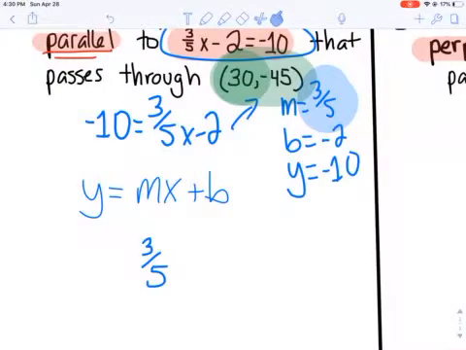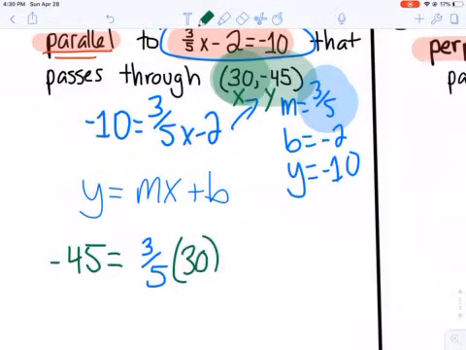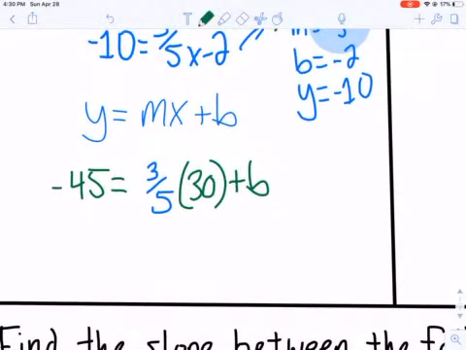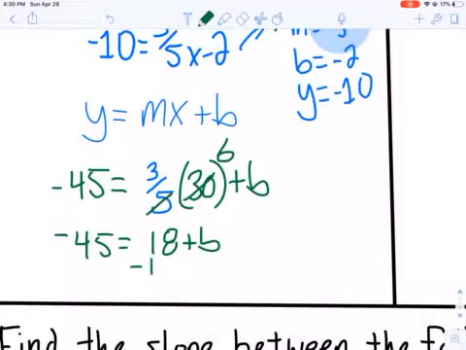But here's the thing. I can plug these values in because a coordinate is giving me an x value and a y value. So I can plug those into my equation. I can plug in negative 45 here. I can plug in positive 30. And that gives me the opportunity to figure out what this y-intercept is ultimately going to be. Now I can cross-simplify here. Love doing this. Cool. So now I get negative 45 equals 18 plus b. Subtract 18 from each side. And I get negative 63 equals b. So my y-intercept is negative 63.